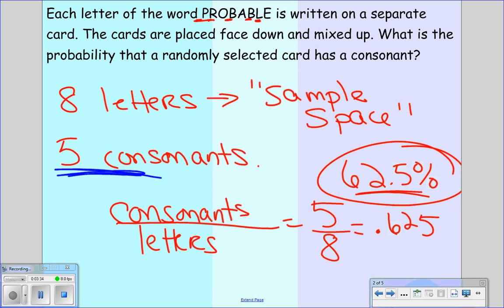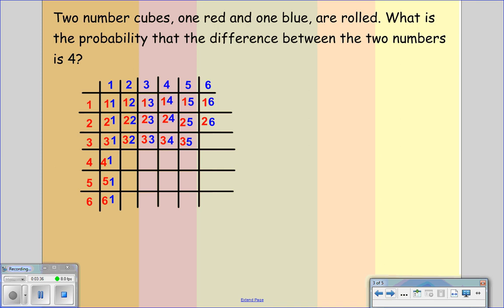If we take a look at the next problem, it's a little more complicated. Not too bad, just a little more. Two number cubes, one red and one blue, are rolled. What is the probability that the difference between the 2 numbers is 4? Well, here's the thing. I have to figure out my sample space first.